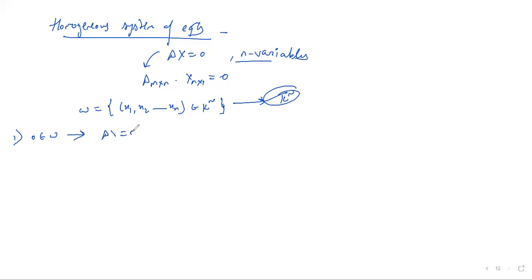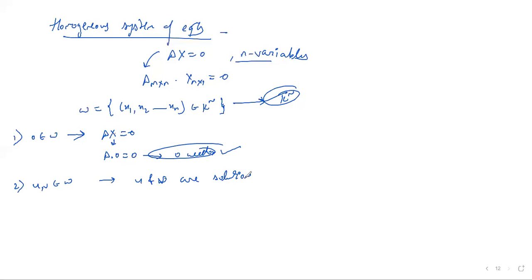Our equation is Ax equals to 0. If the solution is 0, that is A dot 0 equals to 0, so the zero vector exists. The zero solution exists in a homogeneous equation. Second, we'll check if U comma V belongs to W. Let's say U and V are solutions of Ax equals to 0. The homogeneous system has U and V as solutions. Then AU equals to 0 and AV equals to 0. Now let a and b belong to the field of scalars.